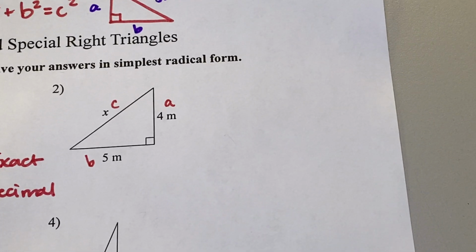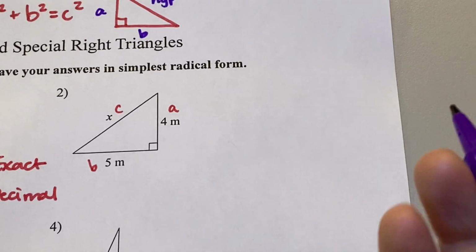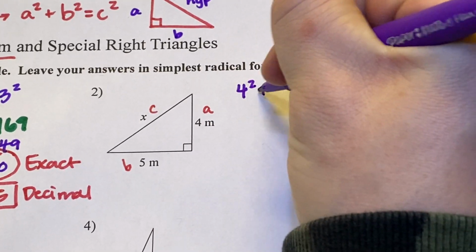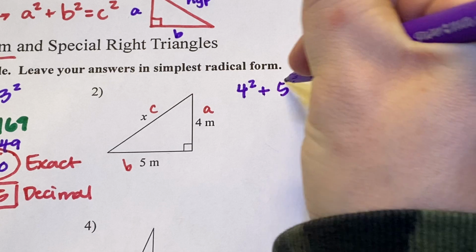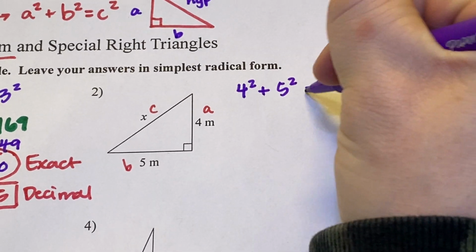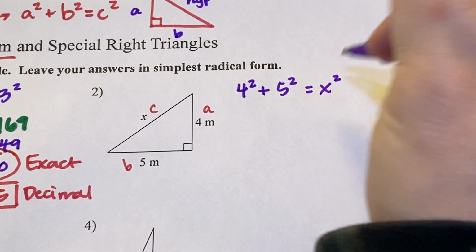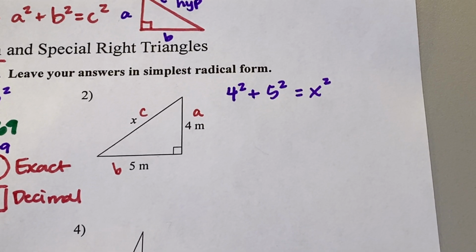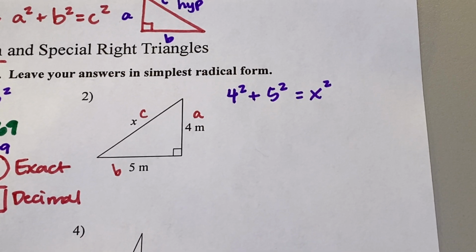Okay, so now that we know A, B, and C, we can plug it into our Pythagorean theorem. Perfect. Okay, so let's go ahead and plug it in. I have A squared, 4 squared, plus B squared, 5 squared, equals my C squared, x squared. Okay, this time my x is in a different spot. I like practicing this one. Okay, but the same steps.